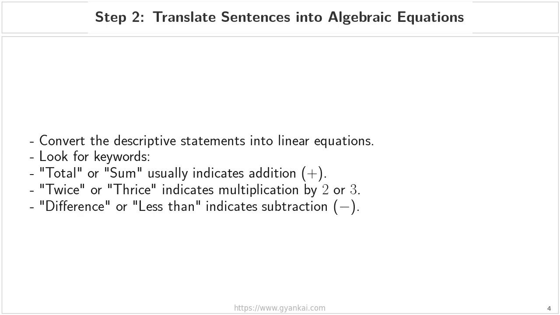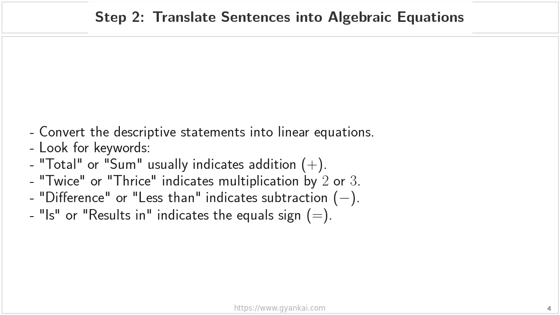On the other hand, if you see words like difference or less than, these are your cues to use subtraction or the minus sign. Finally, you need to know where the equation ends. Words like is, equals, or results in are the indicators for the equals sign. By mastering these linguistic cues, you will be able to build the system of equations necessary to move into the next step, where we organize these equations into our matrix form.